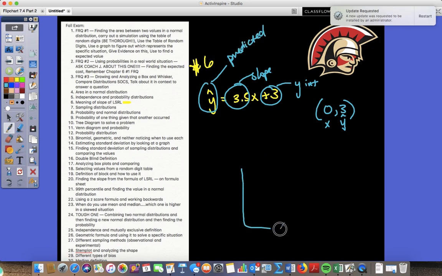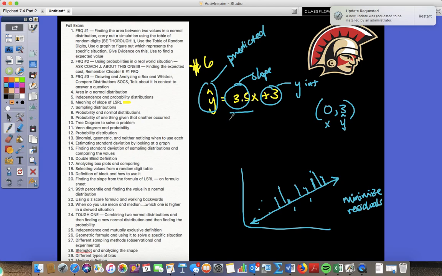Remember, an LSRL comes from the idea of having a dot plot and a line that goes through it and minimizes the residuals. Residuals is just a fancy word for error, which is the distance from each of these points to the line. Minimize residuals. We also represent the slope, if it's 3.5, as a rise of 3.5 over a run of 1. My rise relates to my y, whatever the context of that is, and the 1 relates to x.